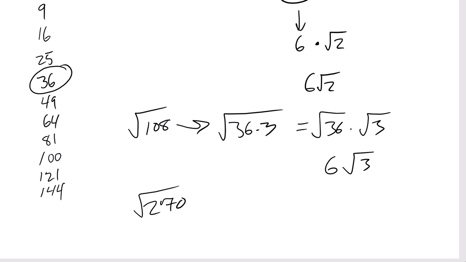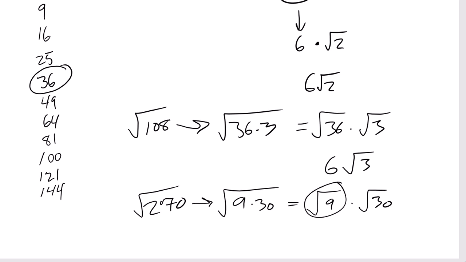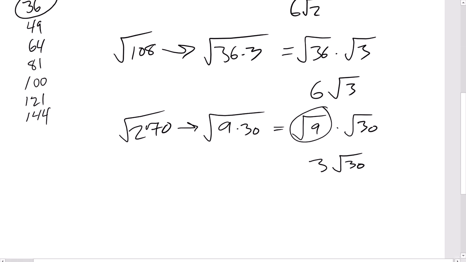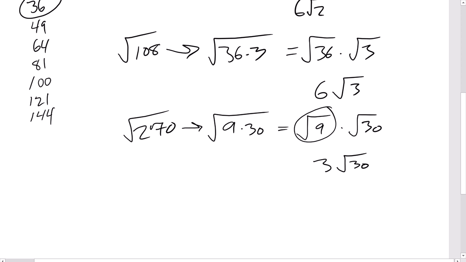So I'm going to say that this is the same thing as the square root of 9 times 30. That's the same thing as the square root of 9 times the square root of 30. This here is equal to 3. So this is 3 square roots of 30. Now, if I'm not totally convinced that this is simplest radical form, I can then continue to think, okay, what are the factors of 30?